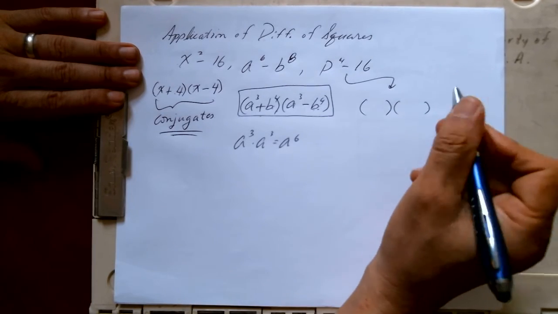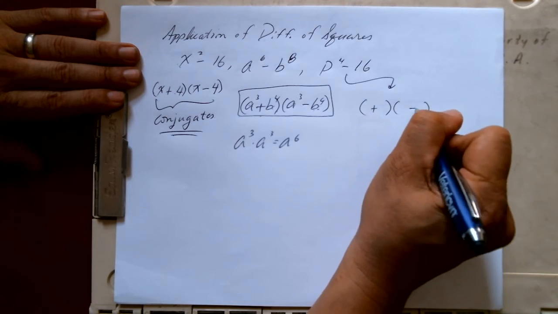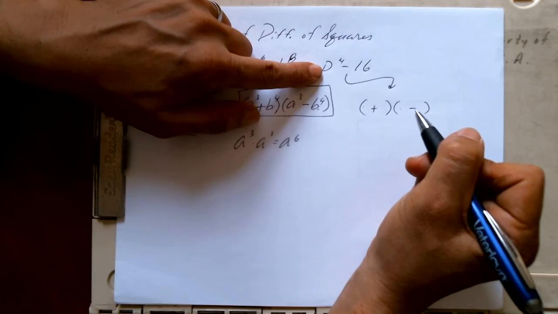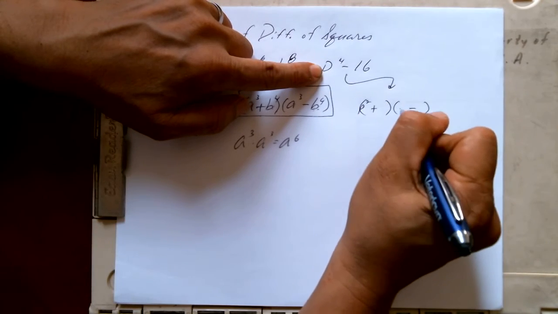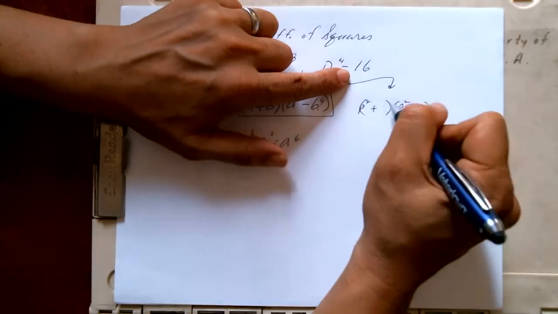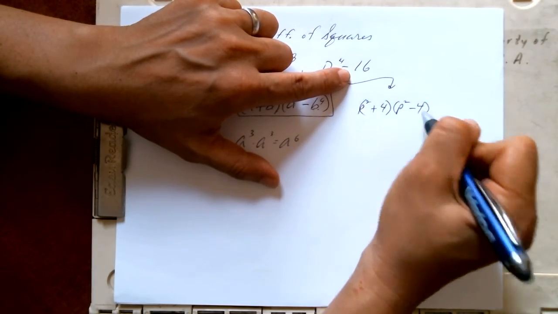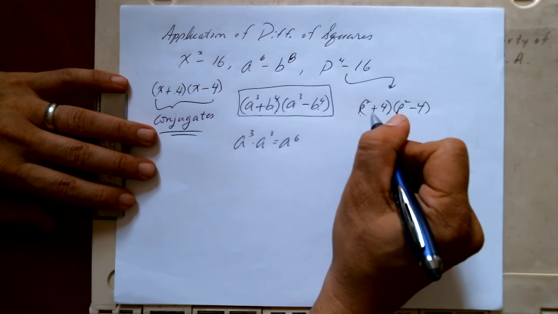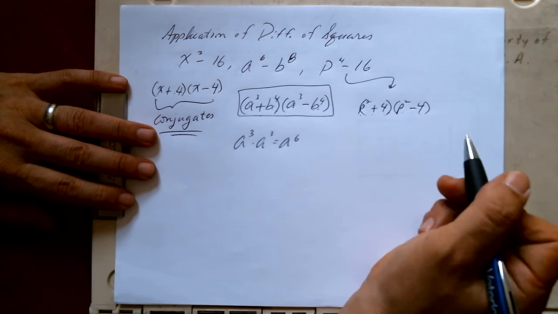Let's factor this. One's going to be a plus, one's going to be a minus. What times what is p to the 4th? It's p squared and p squared. What times what is 16? Same thing. It's going to be 4 times 4. It has to be the same numbers. So p squared plus 4, p squared minus 4.